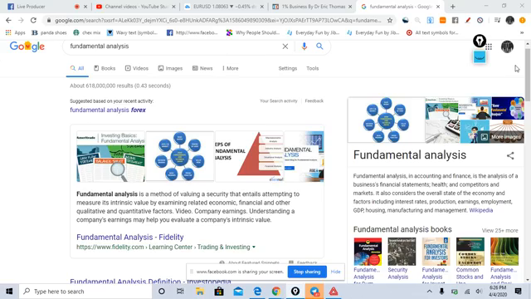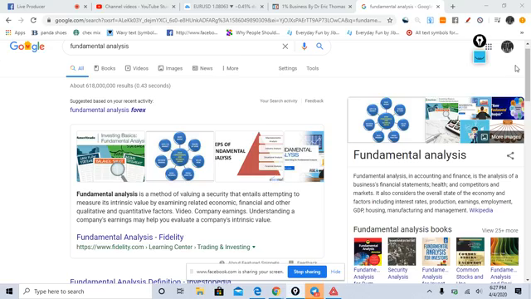So fundamental analysis is a method of valuing a security that entails attempting to measure an intrinsic value by examining related economic, financial, and other qualitative and quantitative factors. For example, understanding a company's earnings may help you evaluate a company's intrinsic value, right? So fundamental analysis is about looking at numbers, gauging the status or condition of a certain asset or a country.